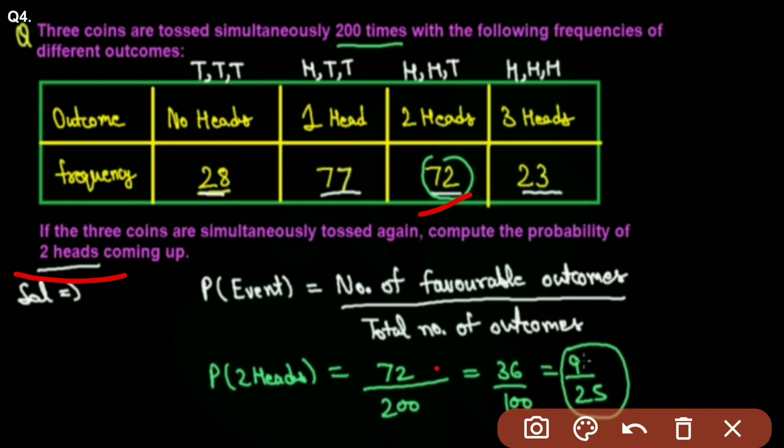So 72 divided by 200. When we divide both by 2, we get 36 and 100, and again we divide both by 4. So 4 nines are 36 and 4 twenty-fives are 100. This way we receive 9 by 25 as the probability.